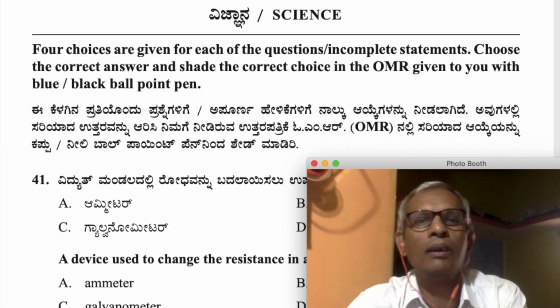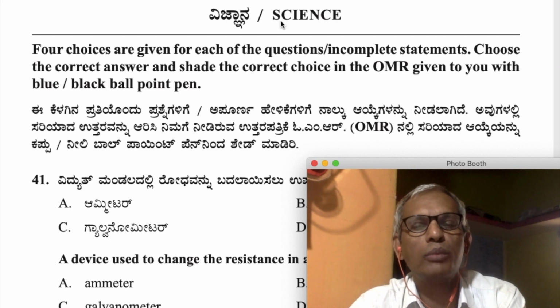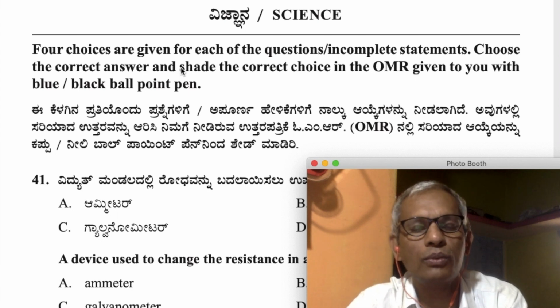Okay. So we have reached the model question paper for science. These are all objective type. Each question is given with 4 options. We have to choose one option and write it as the answer. So let's start.